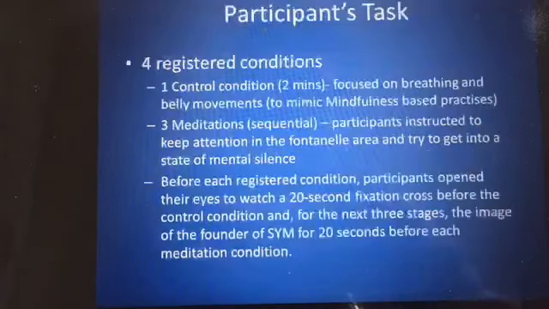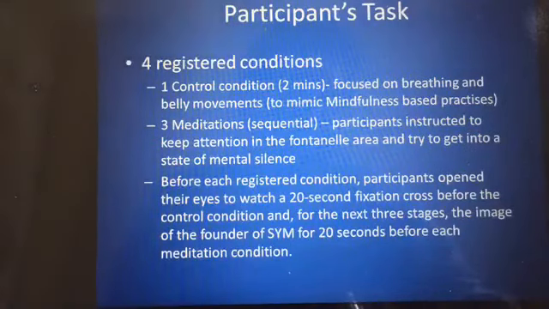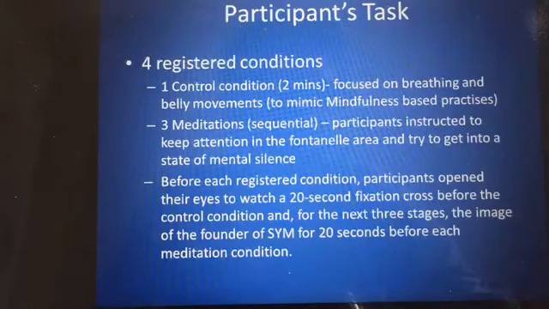And we move on. So these are the registered conditions. You had a control condition, and then they went through 3 sequential meditations. They were asked or instructed to keep the attention in the fontanelle area that is on top of the brain, top of our head, which I'm sure you do when you meditate in these sessions, and to get into a state of mental silence.